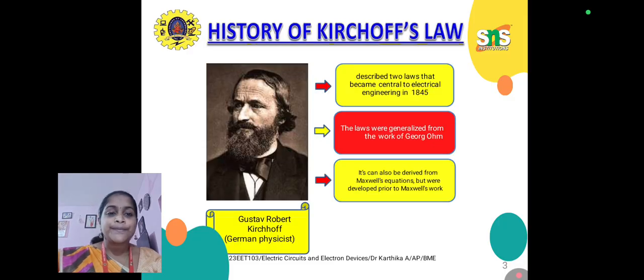German physicist Gustav Robert Kirchhoff found Kirchhoff's law. He described two laws that became central to electrical engineering in 1845. The laws were generalized from the work of George Ohm, but they can also be derived from Maxwell's equations, though they were developed prior to Maxwell's work.